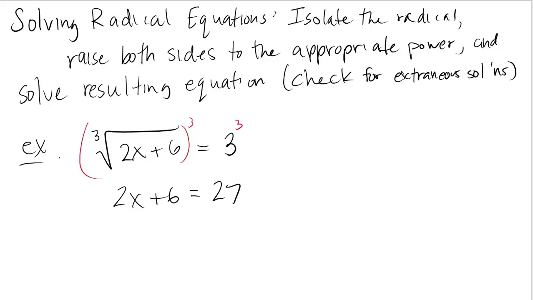3 cubed is 27. The resulting equation is linear, so we're going to isolate the variable on one side. I'm going to subtract 6 from both sides. 2x equals 21. I divide both sides by 2.